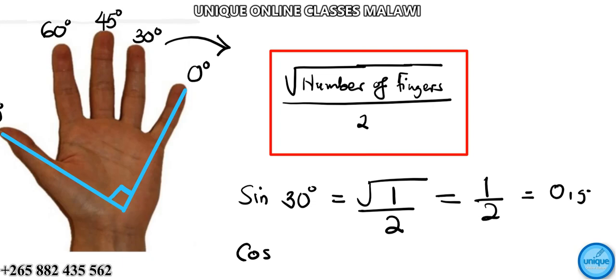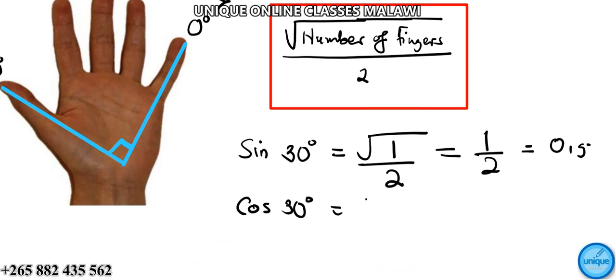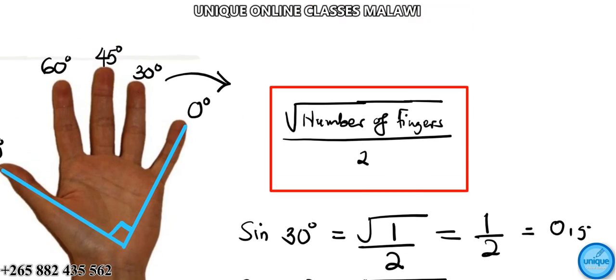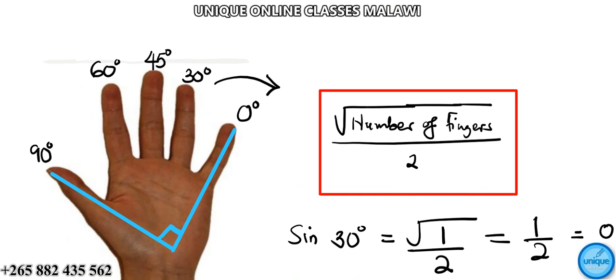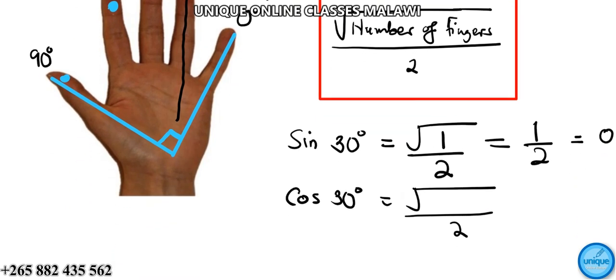So I'm writing here cos 30 degrees. Cos 30 degrees is equal to root of number of fingers, then divided by 2. How many fingers to the left of 30? We are at 30 here. How many fingers to the left? For cos we go to the left. So here we have finger number 1, finger number 2 and finger number 3. So what it means here, I'm going to put 3 here.